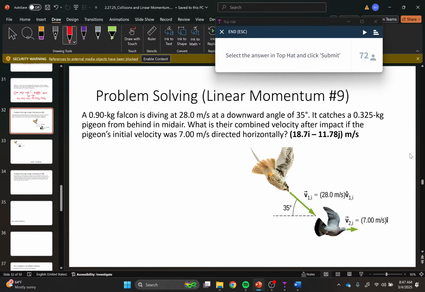For these types of problems, cosine 35 times 28 equals something in that direction. Do I have to use components for these types of problems? Yes. You have to split it into X and Y. Not splitting into X and Y was the most common mistake on the exam. The reason it matters is if we don't split it into X and Y, then you're saying it doesn't matter which way the falcon hits it, but it does.